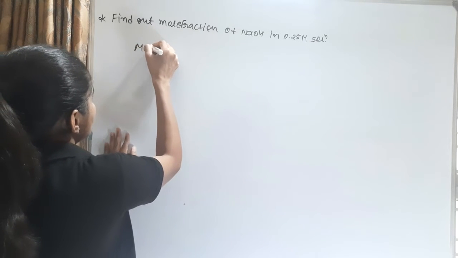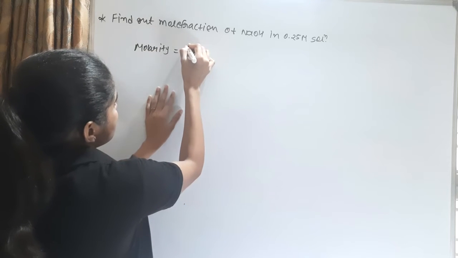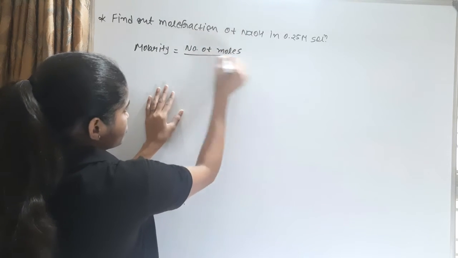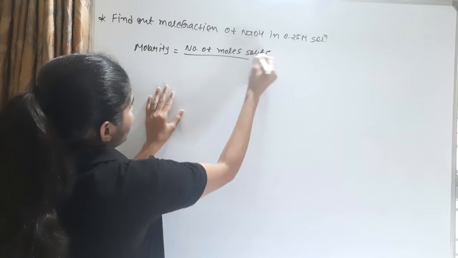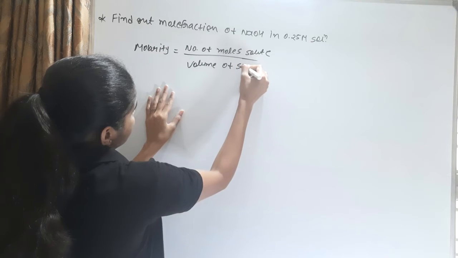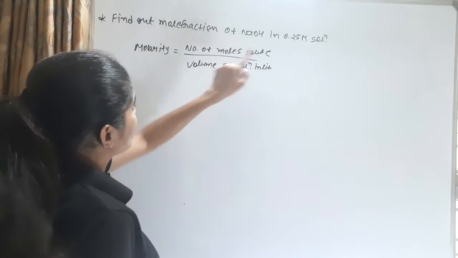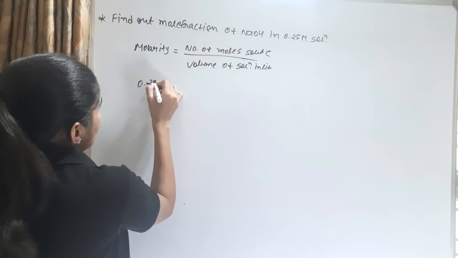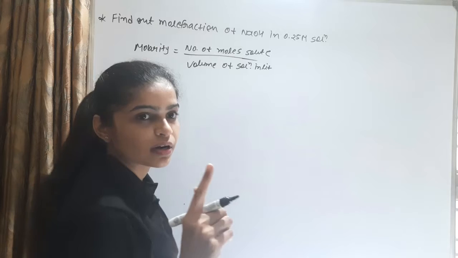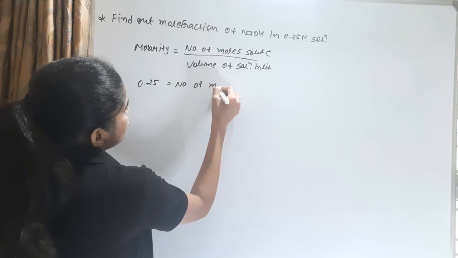Molarity is equal to the number of moles of solute divided by the volume of solution in liters. The given molarity is 0.25, and the volume of solution is 1 liter. So multiplying with 1, the answer 0.25 is the number of moles of solute.